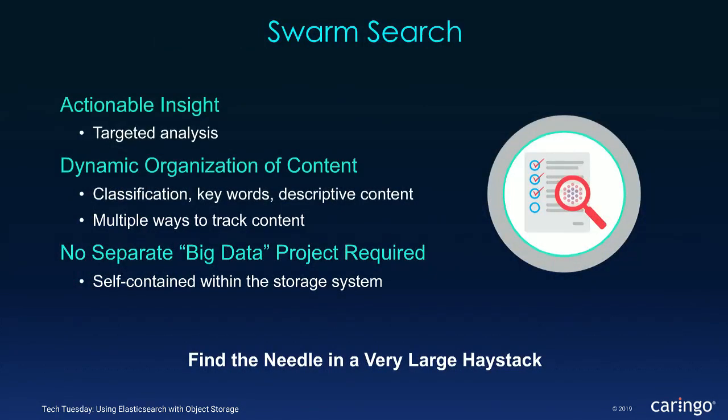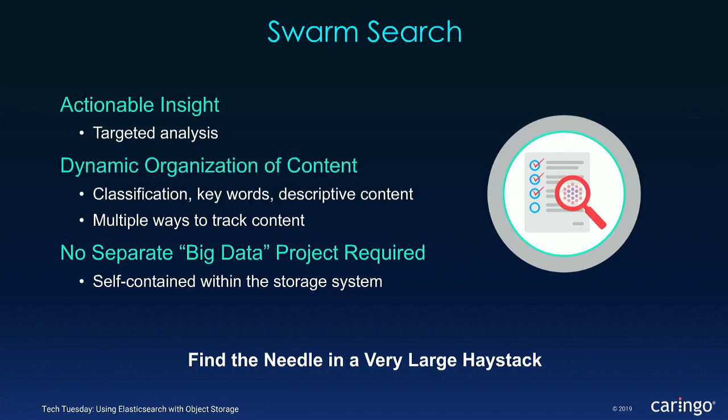Okay, so now that we have a concept of what we term an object, and the data and metadata associated with an object, let's dive into some Swarm Search overview. So what does Swarm Search provide for you? Swarm Search is there to provide what we call actionable insight into the objects or the data that you've stored within the system, and basically lets you perform targeted analysis on what you have in place. It's what we call finding the needle in a haystack of a very large pile of unstructured data.